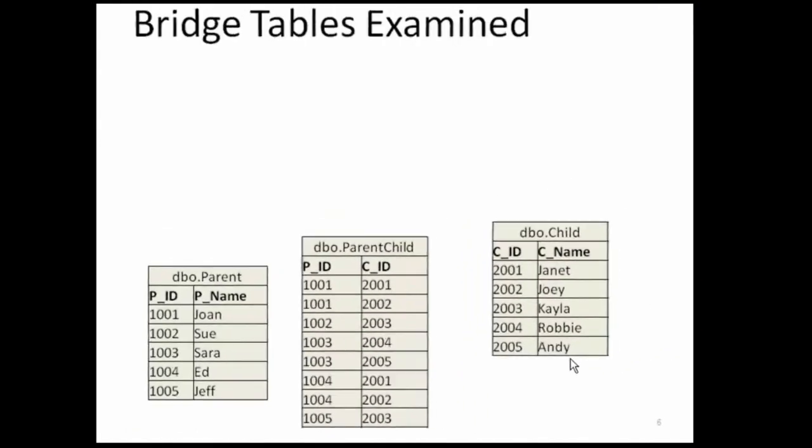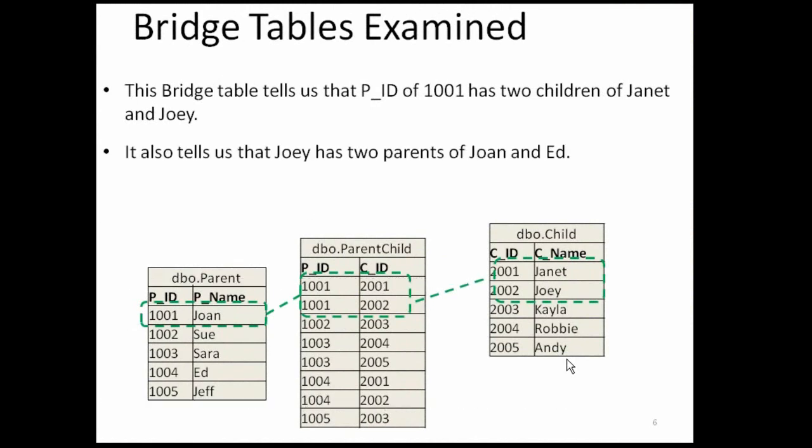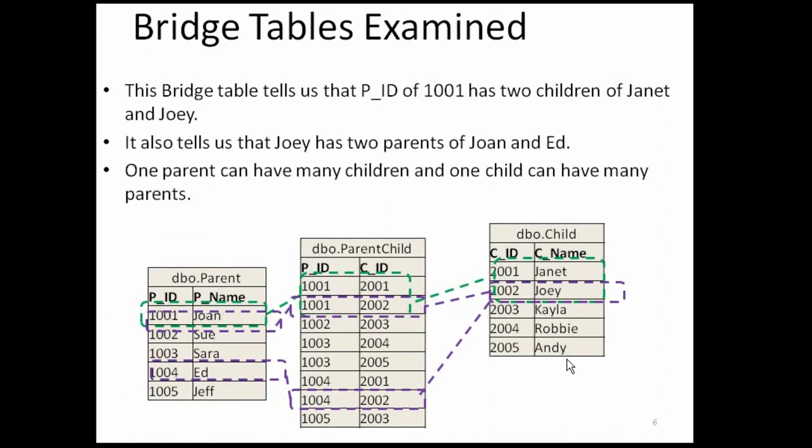Let's introduce the bridge table. The bridge table tells us that parent ID of 1001 has 2 children, Janet and Joey. It also tells us that Joey has 2 parents. As we can see, 2002 for Joey maps twice to the parent-child table, showing a parent of 1001 and 1004, which is Joan and Ed. One parent can have many children, as well as one child can have many parents. Therefore, the parent to the child table is a many-to-many relationship.